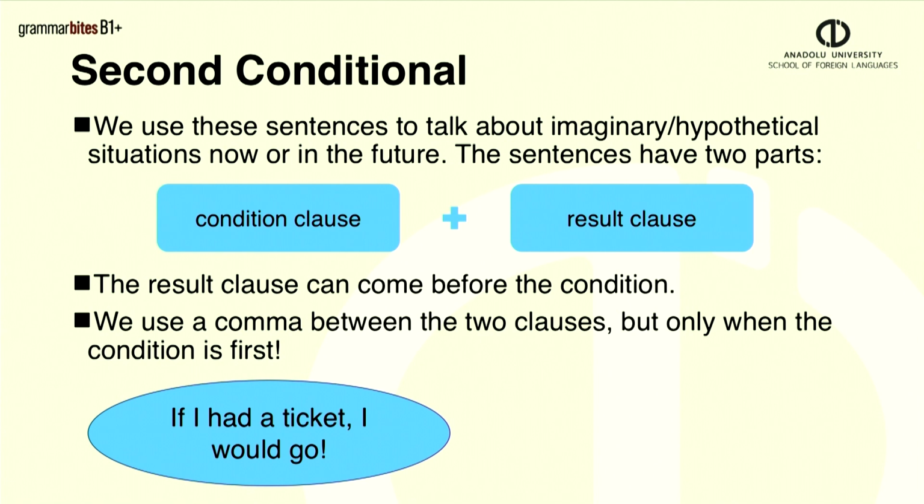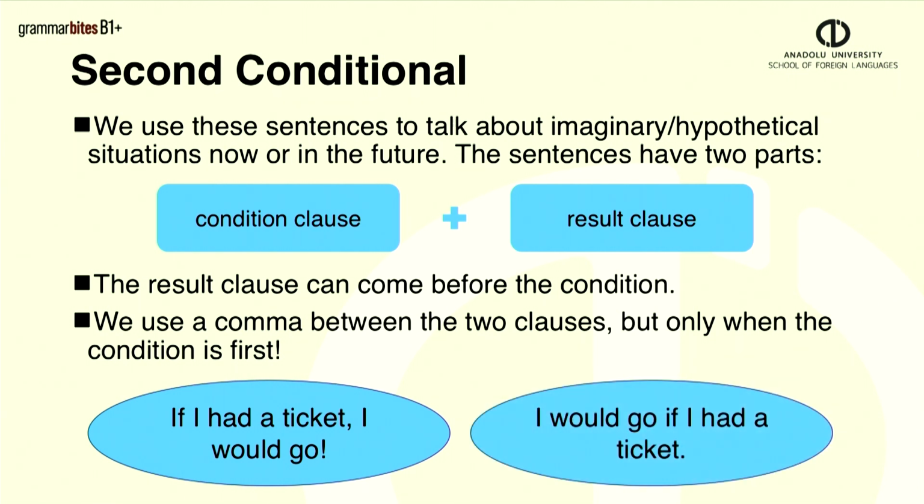If I had a ticket, I would go. I would go if I had a ticket. They have the same meaning, but notice the comma in the first example because the condition clause is at the start.